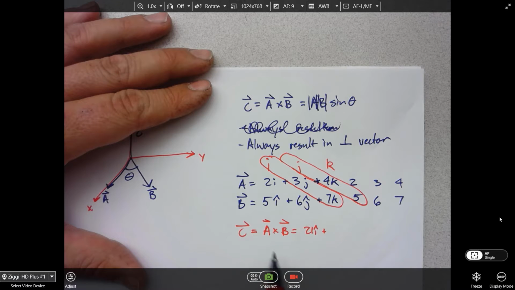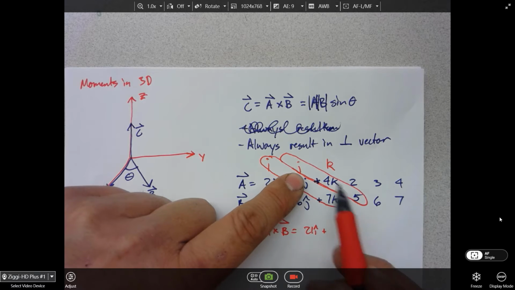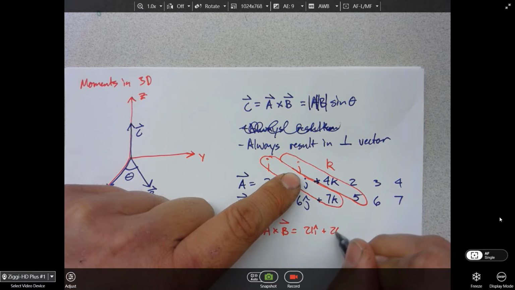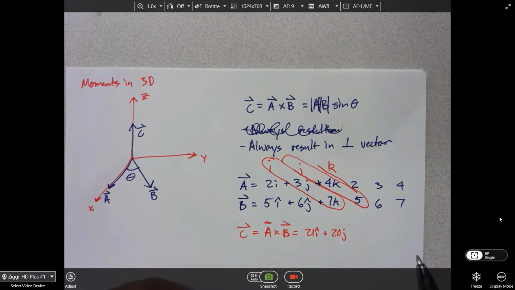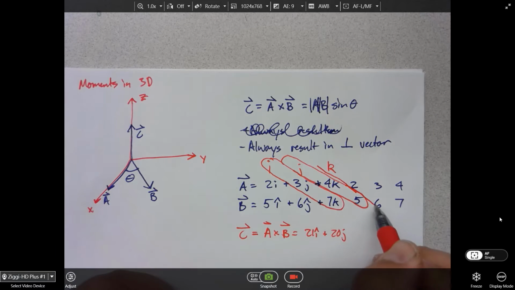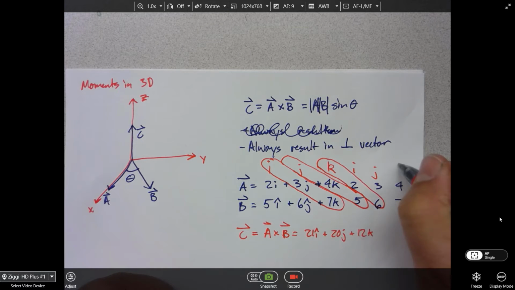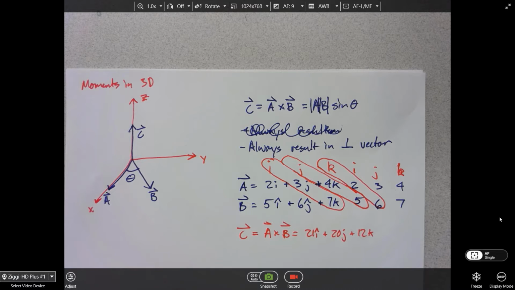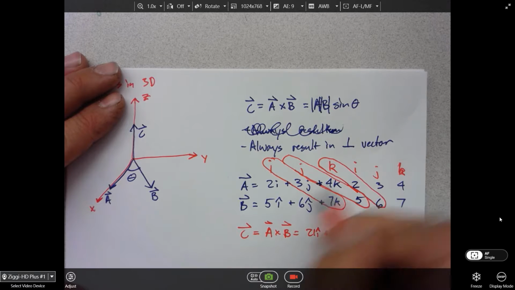The first value was 3 times 7 is 21i. The next one is going to be 4 times 5j, that's 20j. And then the last one is going to be 2 times 6k, plus 12k. Everybody good? You can do that so far? When you're going down and to the right, you're positive. When you go down and to the left, you're negative.